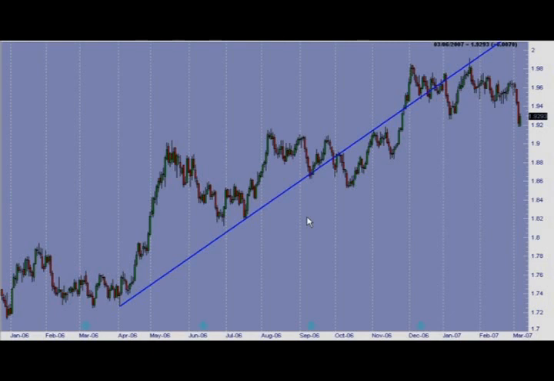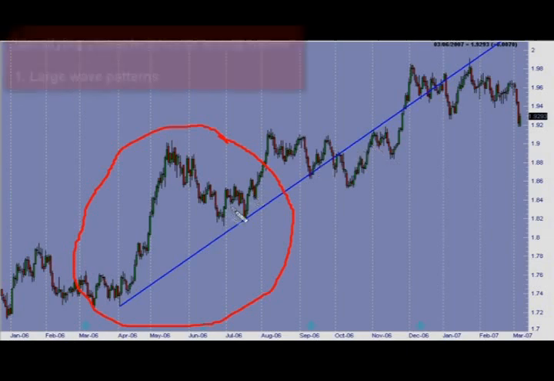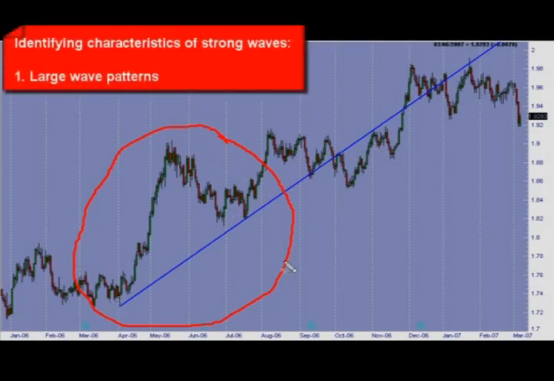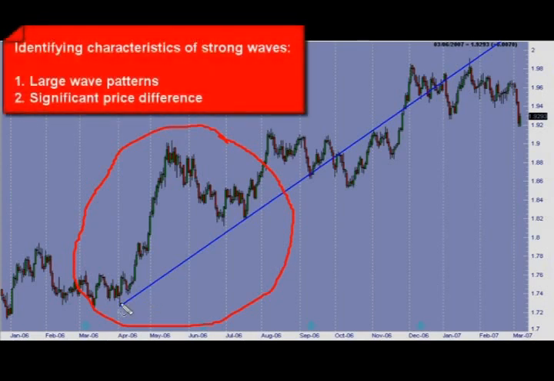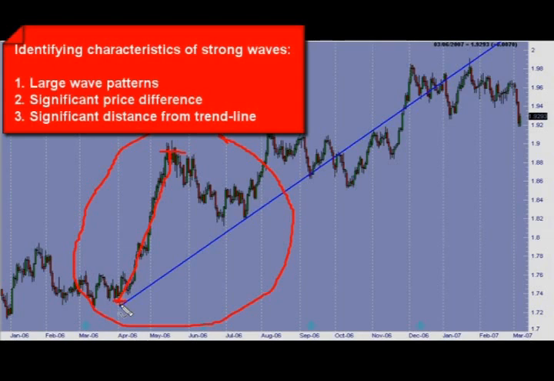What are those characteristics we look for? Well, to summarize what we've already discussed in our prior pattern, there are three characteristics in particular we're looking for. One has to do with the size of the pattern, as we see with this one. But a second has to do with a price change. Look how dramatic this price moves from this low to this high. And a third had to do with how far it drew away from the trend line, as we see here.